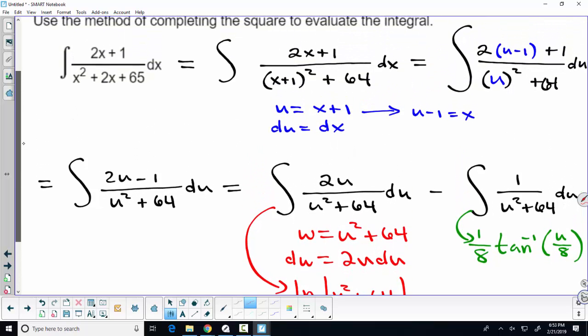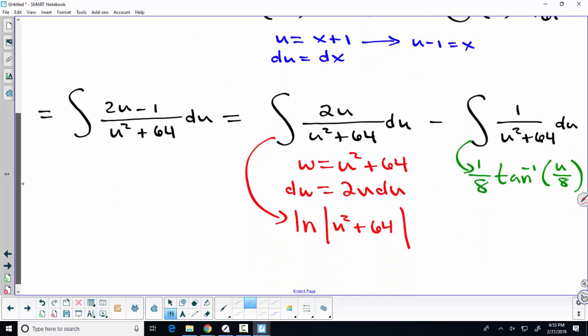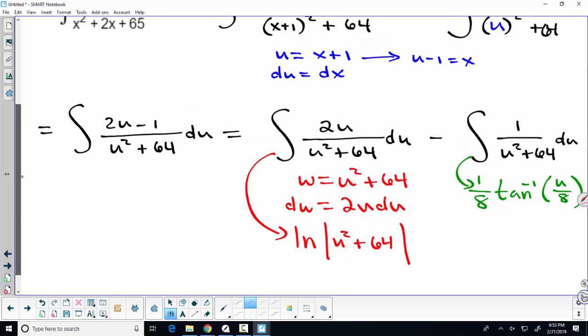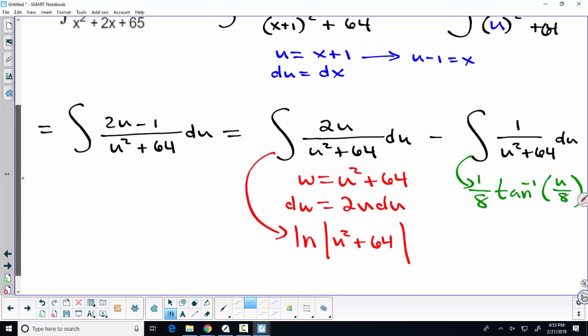Squared was x plus 1. We'd have to be careful. That square is always going to be positive, but in this instance, we can't get rid of the absolute value.